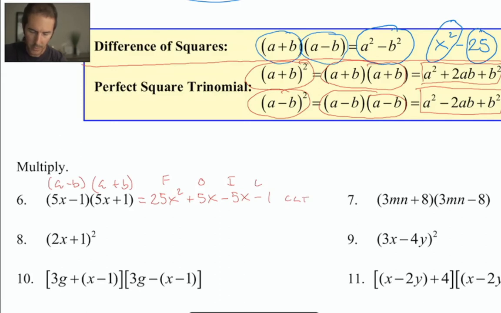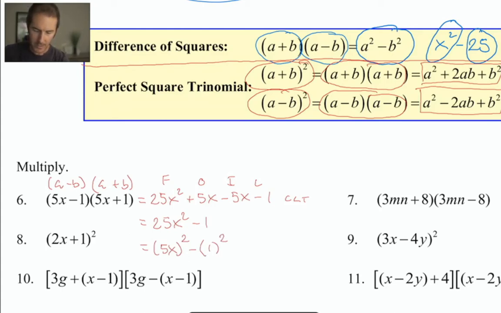And then I'm going to combine like terms if I can. I can. These two terms, the O and the I terms, combine to cancel out, which is very unique. And the result is 25x squared minus 1. Now what I'd like you to realize is that 25x squared is equivalent to 5x squared minus the 1 that you're seeing here, which is the result of 1 squared.